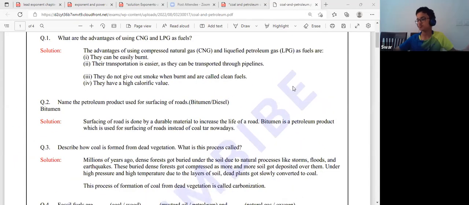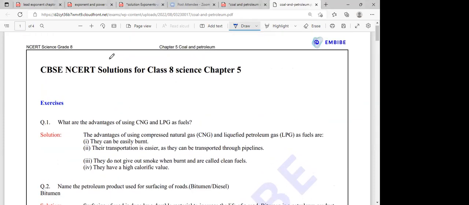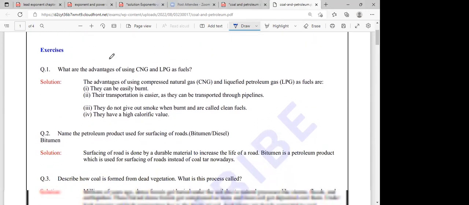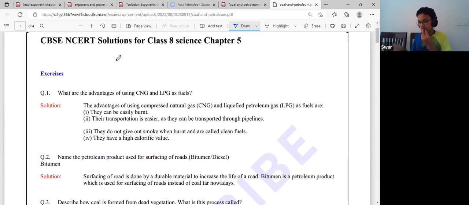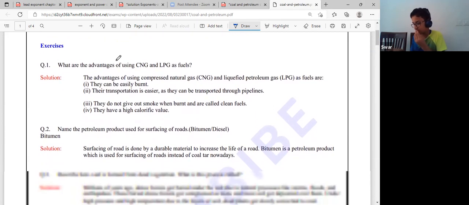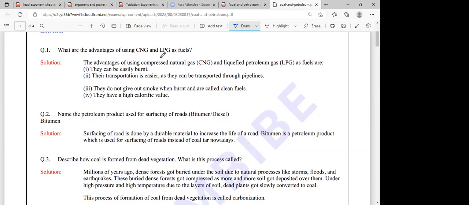Yes, ma'am. Okay. So first is, what are the advantages of CNG and LPG as fuels? This is your chapter 5, right? Yes, ma'am. In the tuition it's chapter 5, and in the textbook also it's chapter 5. Yes. I usually prefer NCERT only, so no need to worry. Okay. So what are the advantages of CNG and LPG?